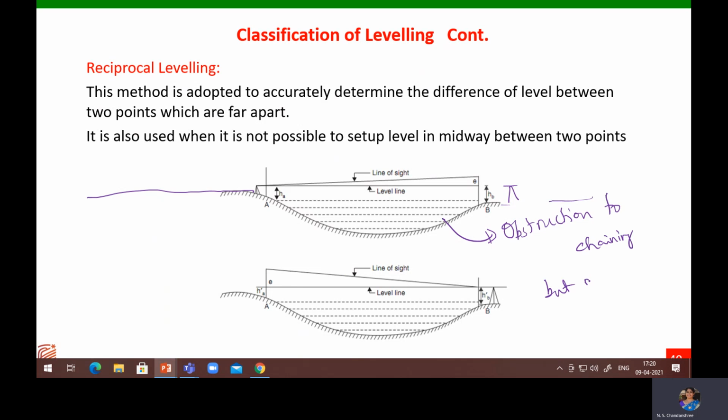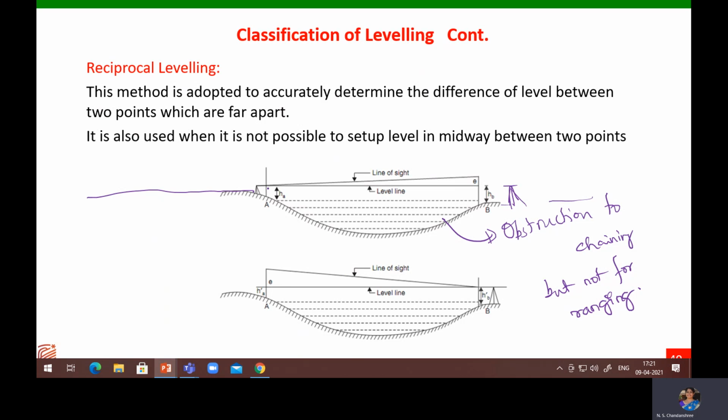But not for ranging. Obstruction to chaining means we cannot measure the distance or hold the leveling staff along this region, but we can sight an object which is at this point. So in reciprocal leveling, we find the elevation difference between these two points A and B and then calculate the RLs.